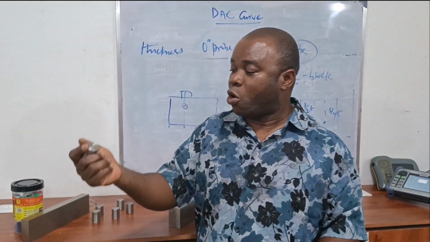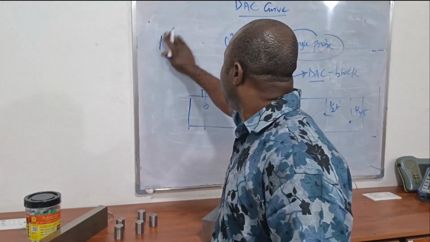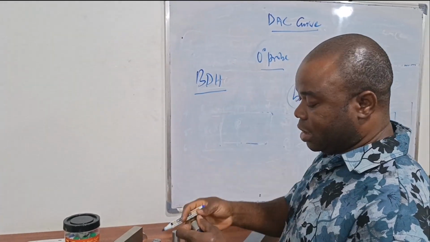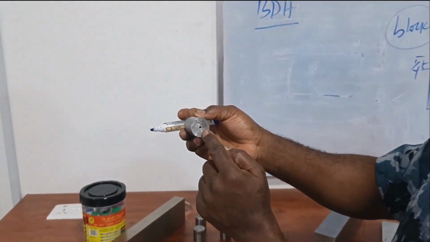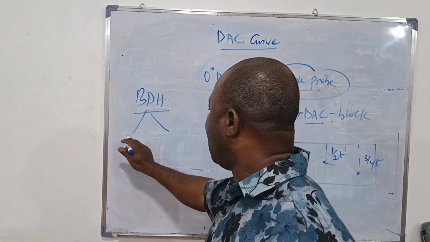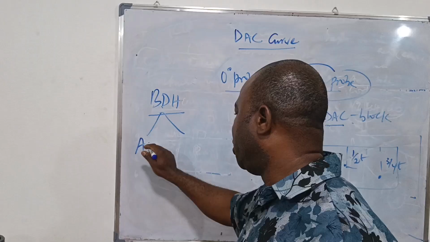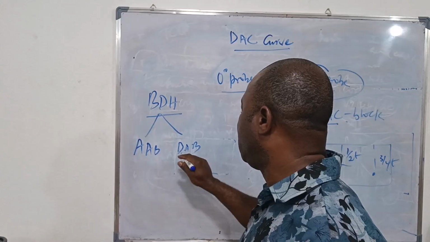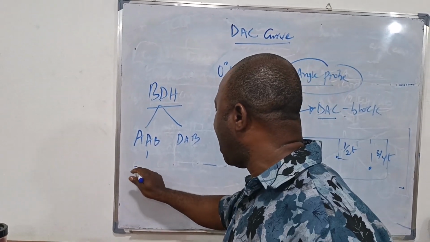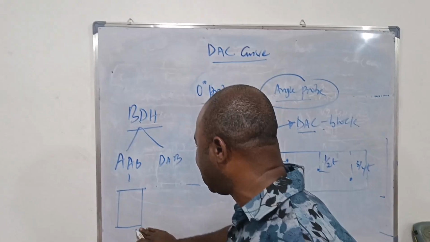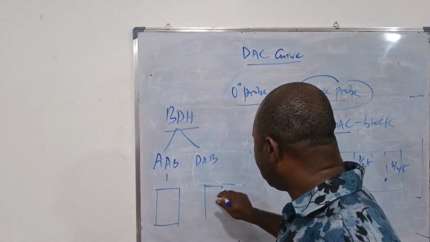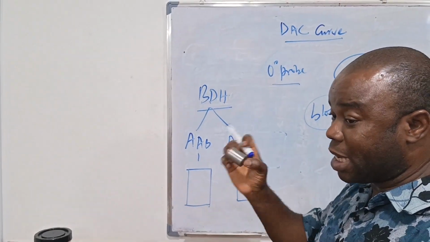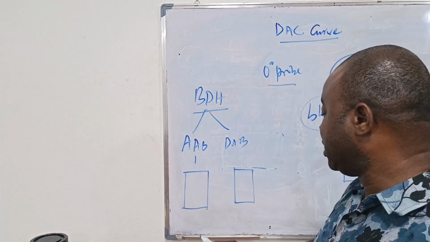So for 0 degree probe, we use what we call the bottom drill hole. This is a typical bottom drill hole. The hole is drilled at the bottom. They are usually 2 types. So you have the area amplitude block, and you have the distance amplitude block. What's the difference? For the area amplitude block, normally they are usually 10 numbers with specific dimensions, similar to what we have here. But this may not be the exact dimension as per standard. When you look at the standard, they will give you the right dimension.